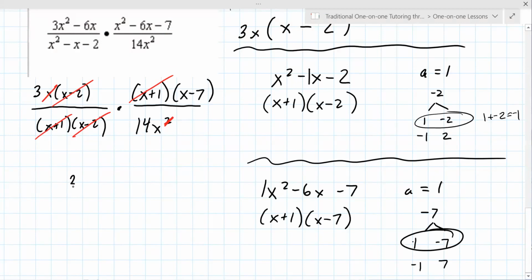There's a 3 that's left over. There's an x minus 7 that's left over. And a 14x that's left over.